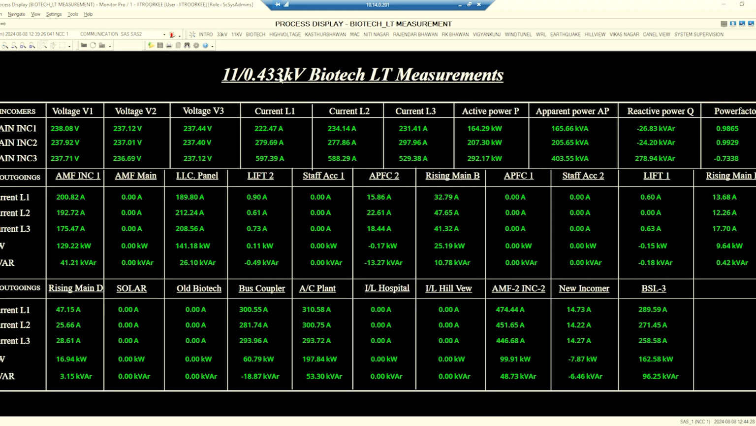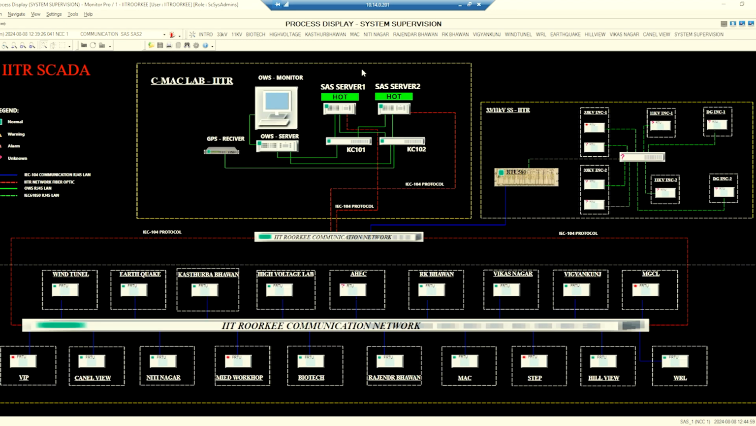substation. On the LT measurement dashboard, we can observe the electrical parameters from all incoming and outgoing feeders of the biotech substation. This includes voltage and current for all 3 phases, real, apparent and reactive power, as well as power factor, providing a comprehensive view of the substation's electrical performance. This SCADA system interface at IIT Roorkee provides a thorough overview of the institution's electrical distribution network, offering real-time monitoring and control of various substation components.